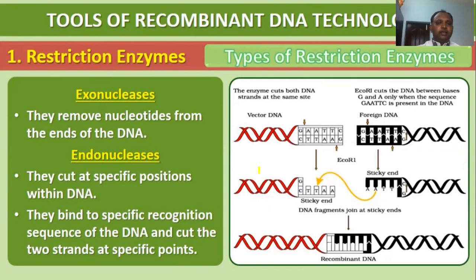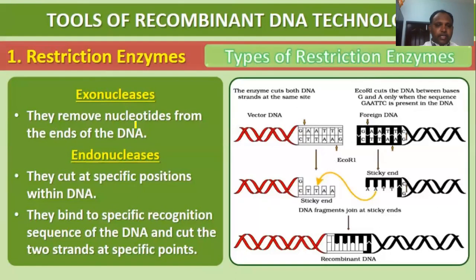But here there are two types of nucleases, exonucleases and endonucleases. So what is the difference between exo and endo? Exonucleases remove nucleotides from the end of the DNA, not from the middle part. So not at any part, it may cut only at the end.